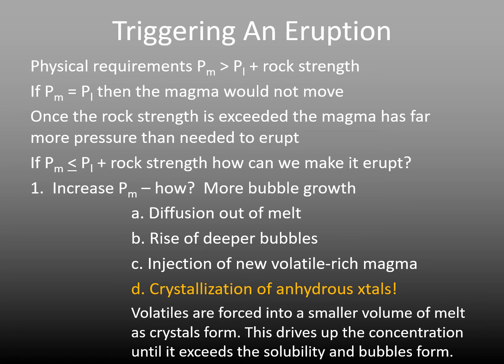And there's a 4th way, and this is the way we think most eruptions go. This one's a little harder to follow, so you're going to have to sort of stay with me on this. So let's say we have magma. Here's a magma body. Let's say it has 4.9% volatiles.